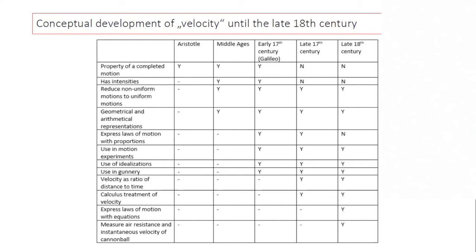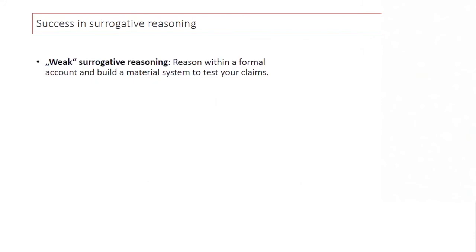For that, I need to distinguish two ways of understanding surrogative reasoning now. So in the first, which I call the weak kind of surrogative reasoning, we would reason within a formal account and then build a material system to test our claims. I call this weak because, well, in this case, we build something that would fit the mathematics. We make a material system in order to test the formal account. So it's a bit less surprising that this works.